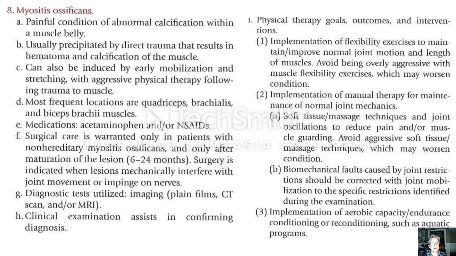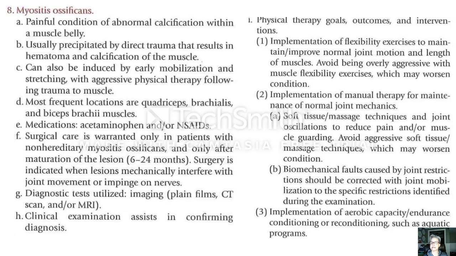Medications, acetaminophen and/or NSAIDs. Surgical care is warranted only in patients with non-hereditary cases and only after maturation of the lesion, 6 to 24 months. Surgery is indicated when lesions mechanically interfere with joint movements or impinge on nerves. Diagnostic tests utilized: imaging, plain films, CT scan, and/or MRI. Clinical examination assists in confirming diagnosis.